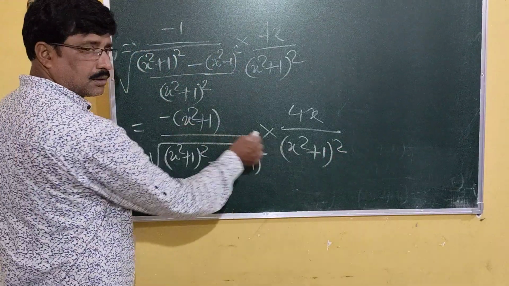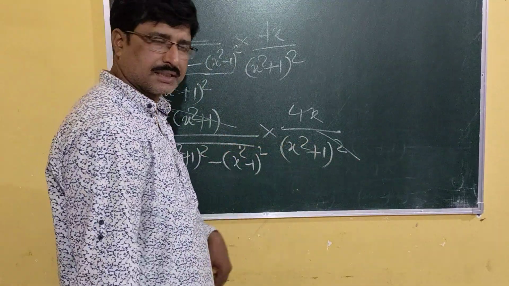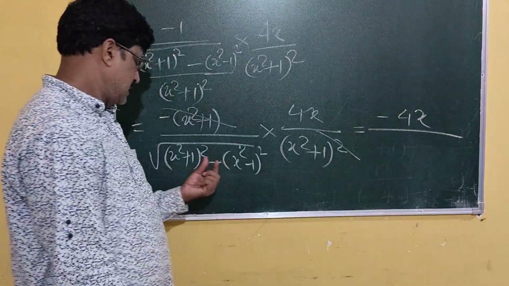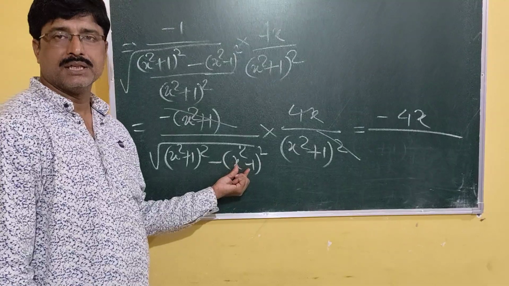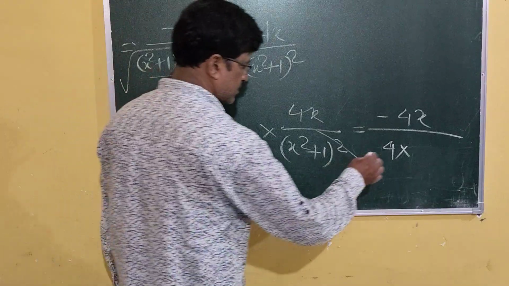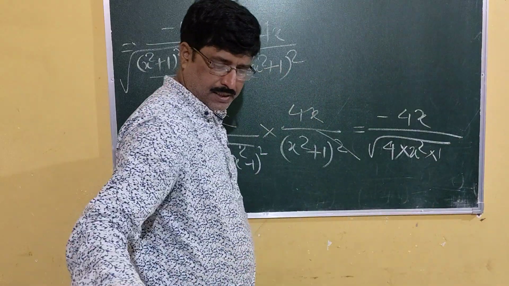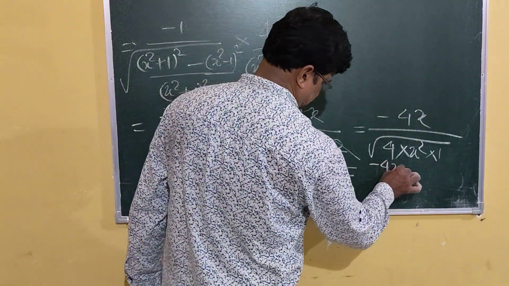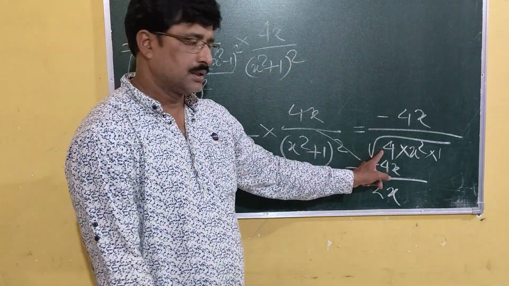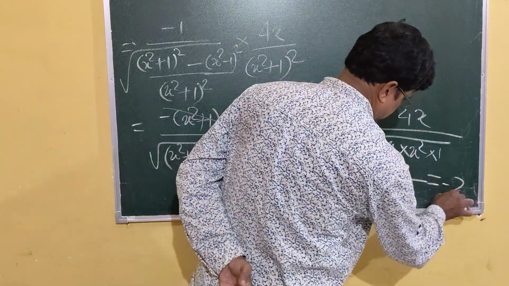Here two functions are there, same factors are there, so it becomes minus 4x by, as you know, a plus b whole square minus a minus b whole square is equal to 4ab. So it becomes 4 into a, meaning x square, into b, meaning 1, root over. Now it becomes minus 4x by 2x, because the root of 4x square is 2x. Now x cancels out, it becomes minus 2.